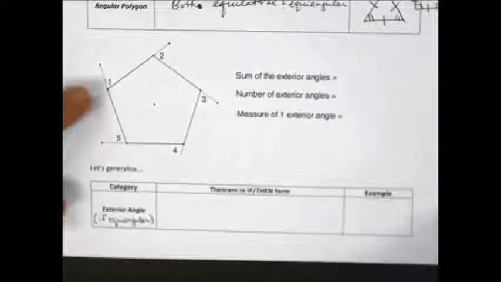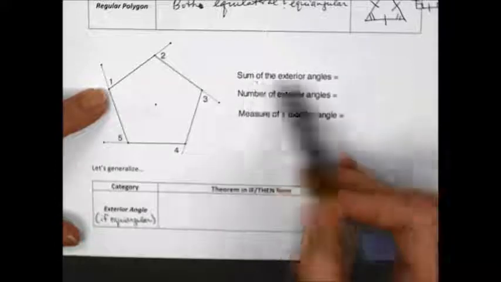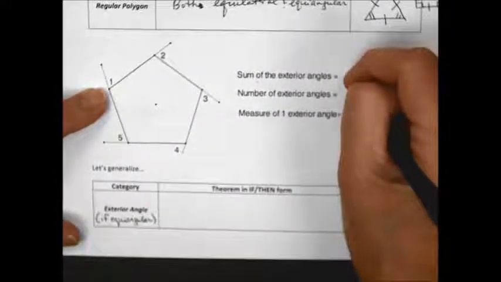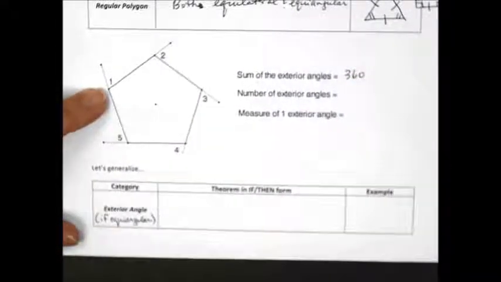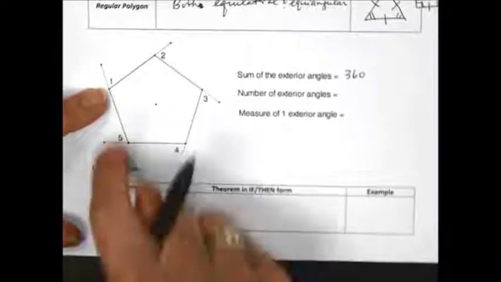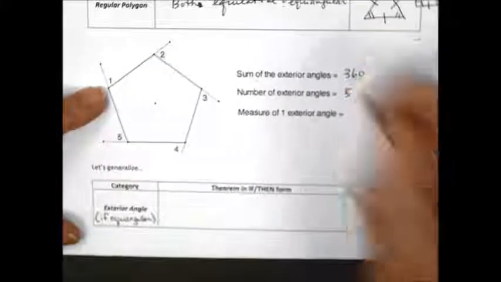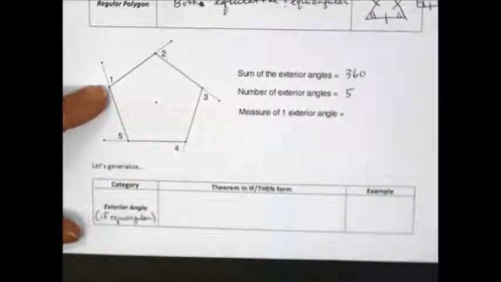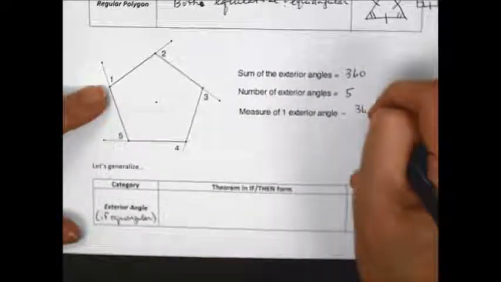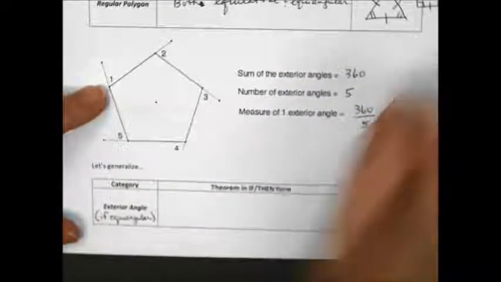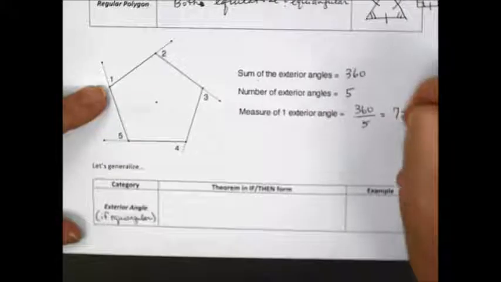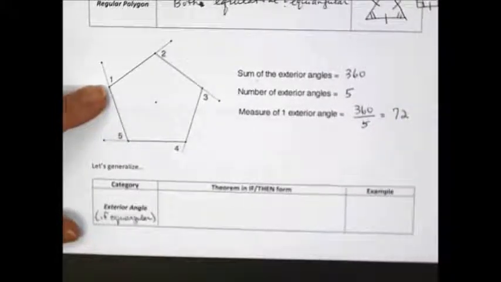All right, so look at the example above, the sum of the exterior angles. Well, we learned that in the previous lesson. That's always 360, right? There are 5 exterior angles, so of course to find the measure of one exterior angle, we would take 360 and divide by 5, and that comes out to be 72 degrees. So it's actually pretty simple.